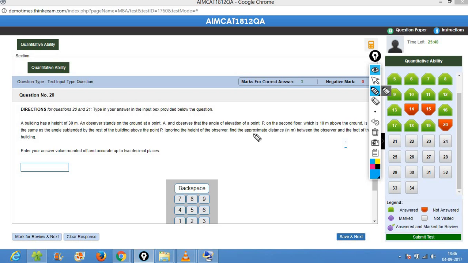A building has a height of 30 meters, and an observer stands on the ground at point A. Suppose observer A observes the angle of elevation of a point P, which is 10 meters above the ground. Suppose P is here, so this is 10. So the rest of the part will be 20. This is the same as the angle subtended by the rest of the building above the point P. Suppose this is x, so this angle is also the same. The angle subtended is the same, right?